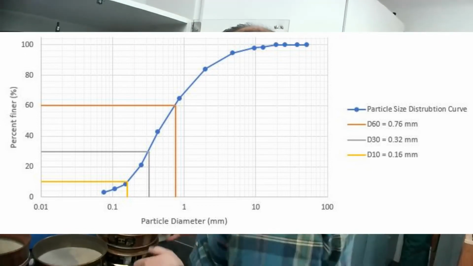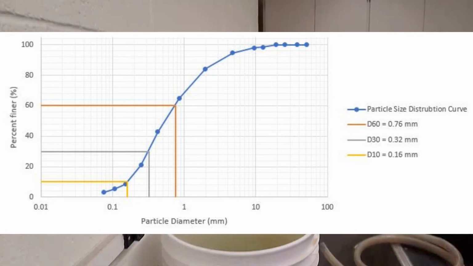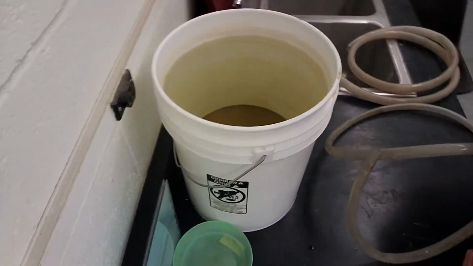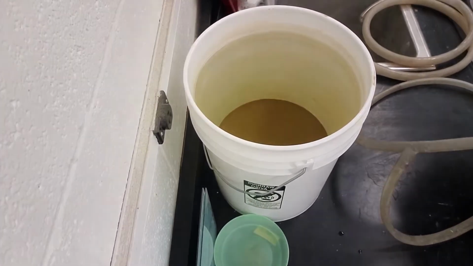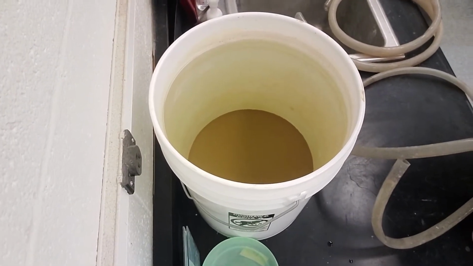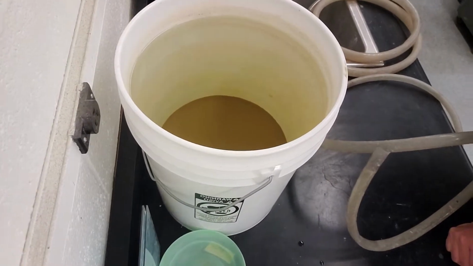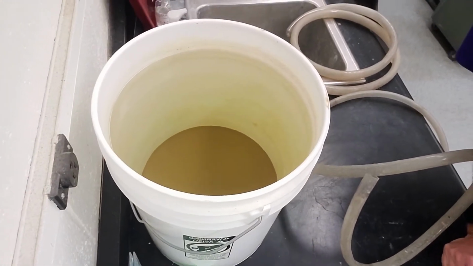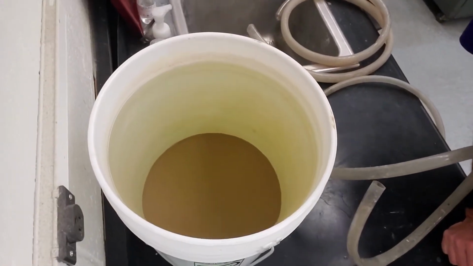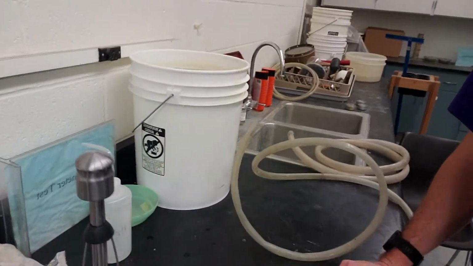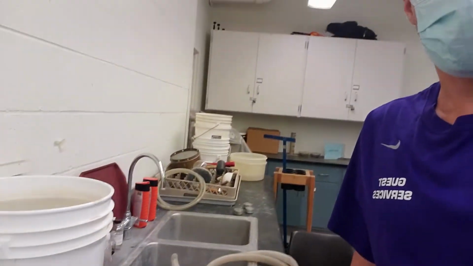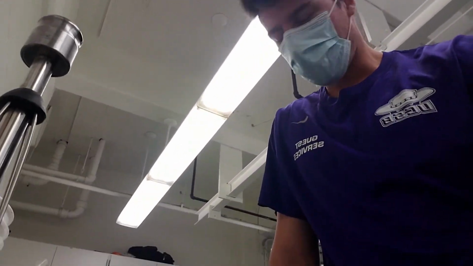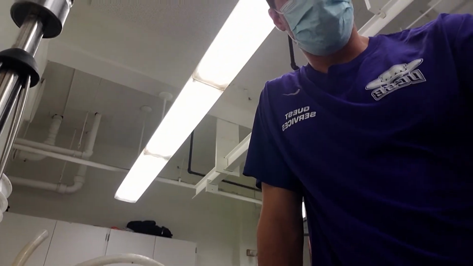All right, so the bucket with our soil and water mixture from the wash of the sieve is now completely clear. The water, all the clay and silt has fallen out of the water column and is built up on the bottom. So now we have to siphon the water out using this tube carefully, and then take all of the soil and put all of that into the oven to dry and then weigh.